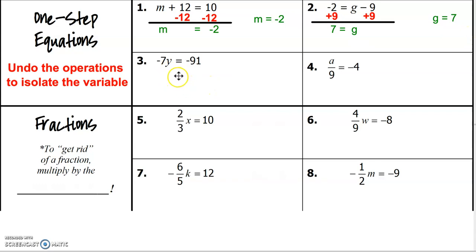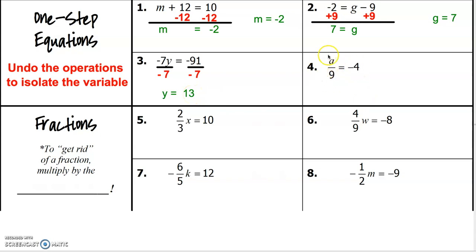In this next equation, notice what the -7 and y are doing. They're being multiplied together. So we need to undo that multiplication to get y by itself. So we divide by -7 on both sides and get that y is equal to 13.